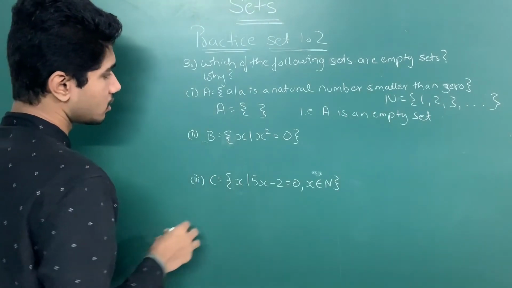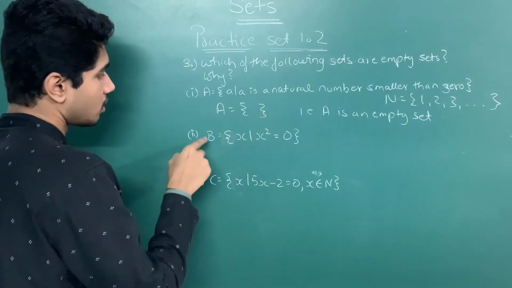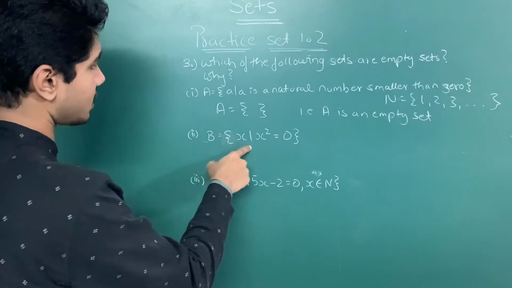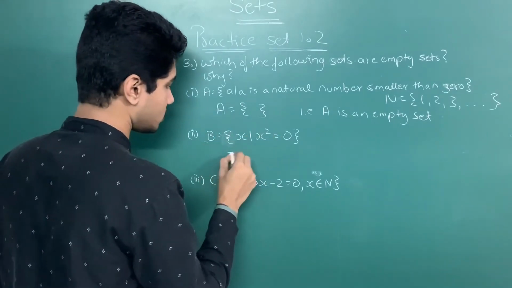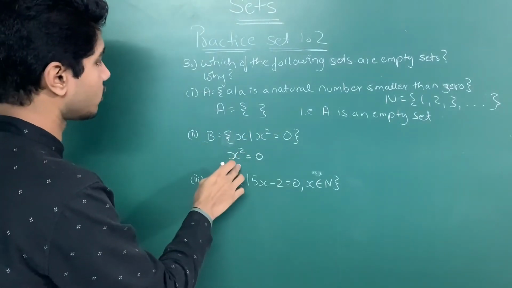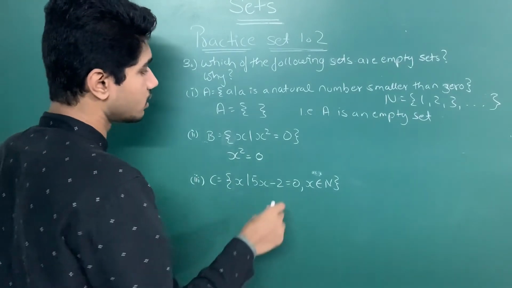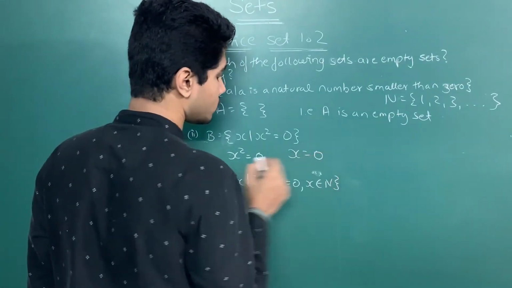In case of B, there is a condition given. B is a set of x such that x square is equal to 0. So we will solve this condition. Therefore it is x square equal to 0. Therefore हमें x का value 0 मिलता है.